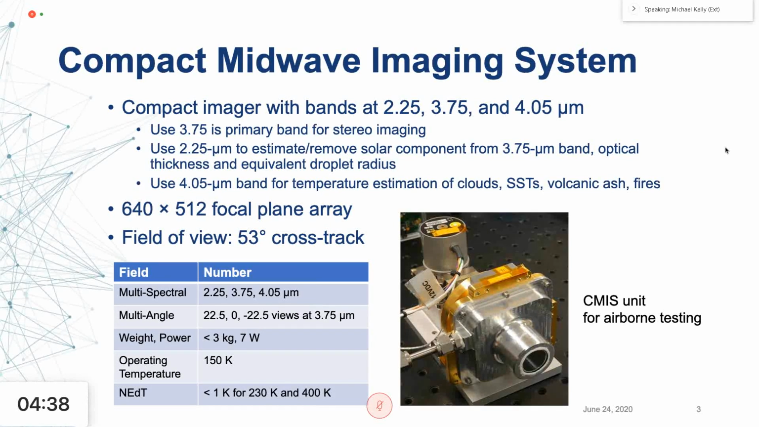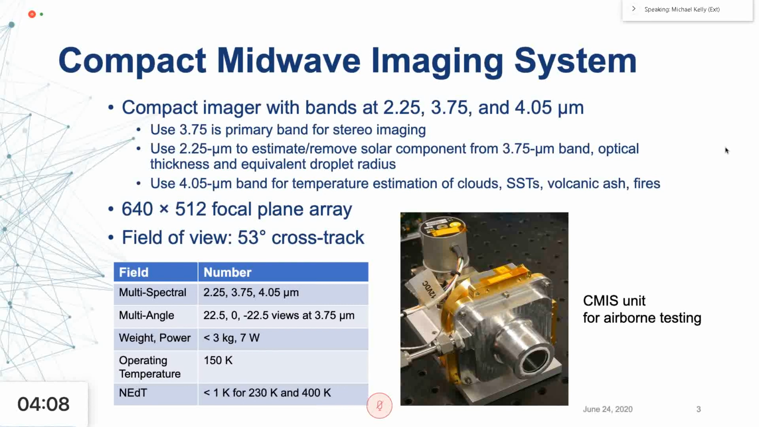The 3.75 band is the primary one used for stereo imaging, and the 2.25 and 4.05 are the complementary bands used for temperature and removing the solar component. It has 3 multi-angle components that you see down there in the table, and the weight and power are very good, less than 3 kilograms and 7 watts.